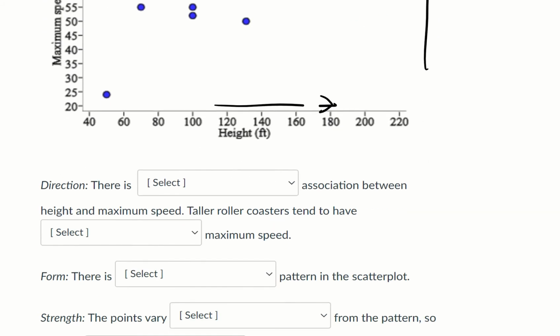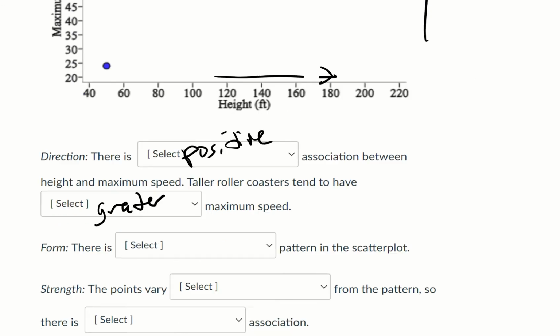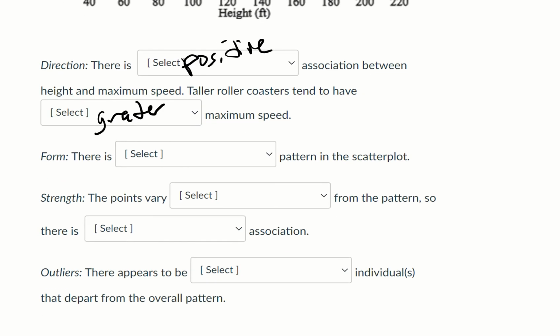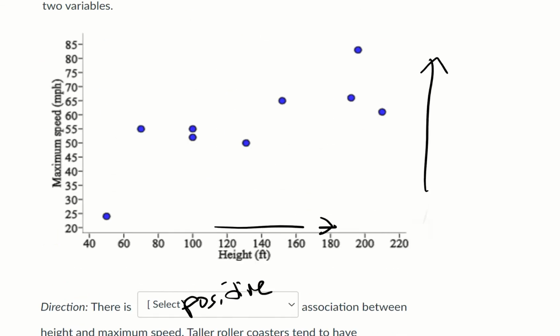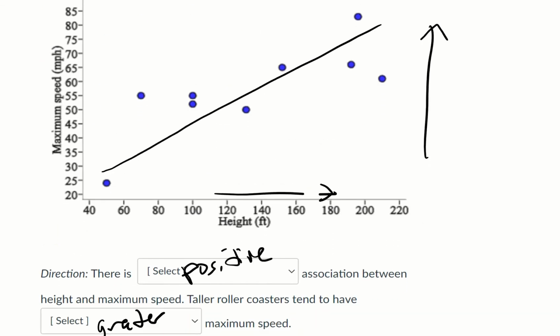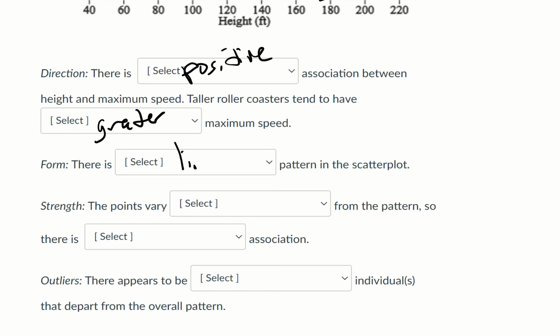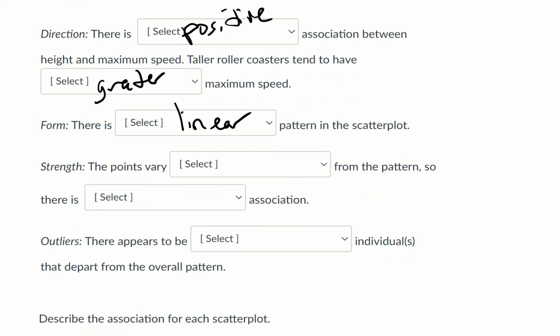So clearly there looks to be a positive association between height and maximum speed. The taller roller coasters tend to have greater maximum speed. And for the form, so what's the form? There looks like there is a linear pattern to this. Okay, so we're going to say that there is a linear pattern in the scatter plot.